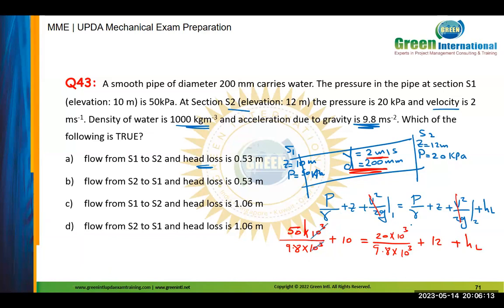So 10 to the power 3 cancels with 10 to the power 3, and 10 to the power 3 with 10 to the power 3. 50 by 9.8, consider it as 1, not 10: so 50 by 10 is 5, plus 10. 20 by 10 is 2, plus 12, plus 12 equals losses. So H losses equals what? 15 minus 14 equals 1 meter. Positive? Yes, which means what you supposed first is correct: flow from 1 to 2. Losses are 1, approximately 1. So direction is S1 to S2, and the answer is C.